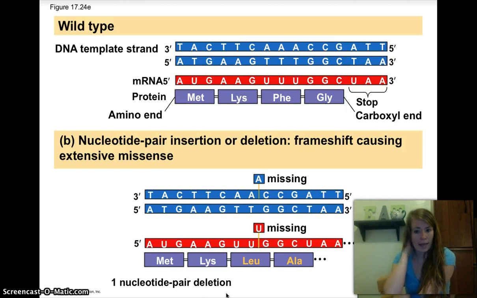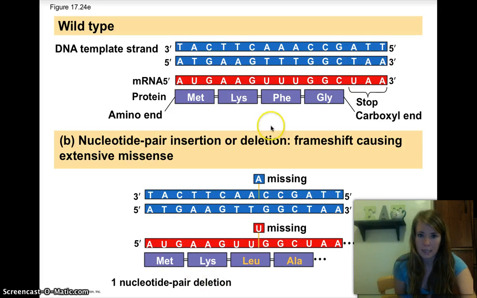So here we took out one A, and so in our mRNA we have a U missing. And so what happens is our first two are right, but then suddenly, instead of reading UUU, we read UUG. Okay, so we have a leucine instead of a phenylalanine. And so if you look up here, the next one is GGC and then UAA, and they're still down here, GGC, UAA, except we're not reading starting here because we read 3 at a time. So now we're reading starting here. So GCU is a totally different amino acid than GGC.